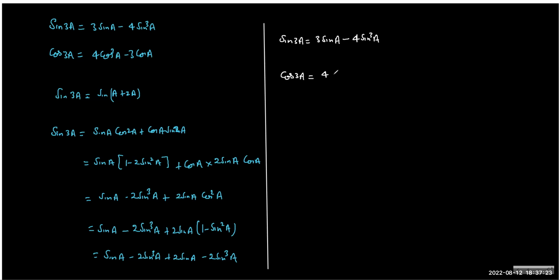So this is 4 cos cube a minus 3 cos a, right? Yes, sir. And this will give you another formula. So what is the value of sine cube a? Sine cube a will be (3 sine a minus sine 3a) upon 4. And cos cube a will be how much? (3 cos a plus cos 3a) upon 4, right?